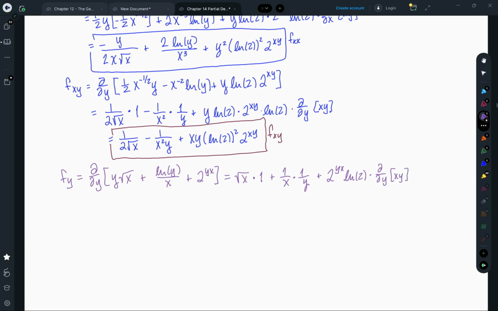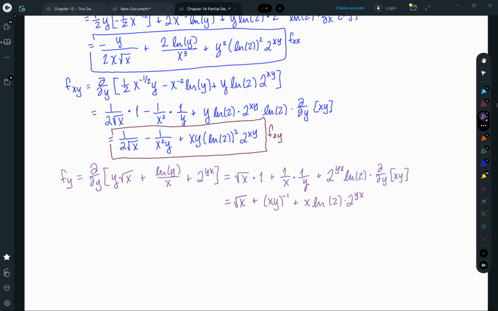All right, we can clean this up a bit. This is going to equal the square root of x plus 1 over xy. And then, actually, instead of writing it that way, because I know I have to take another derivative, so I should be very careful about this, I'm going to write this as xy to the minus 1 so that I can deal with it as a power rule. And then the last part, the del y of xy is going to give us an x, so we'll have plus x ln of 2 times 2 to the yx.